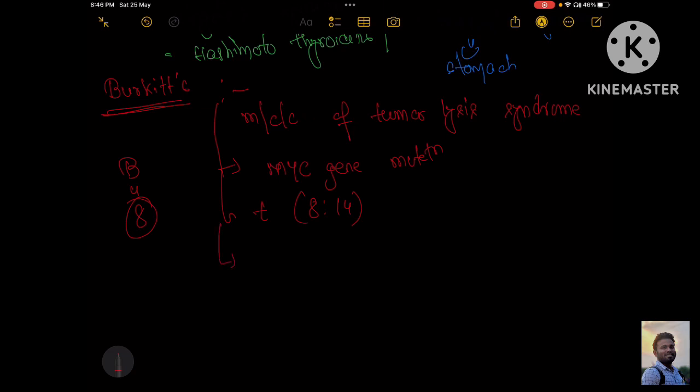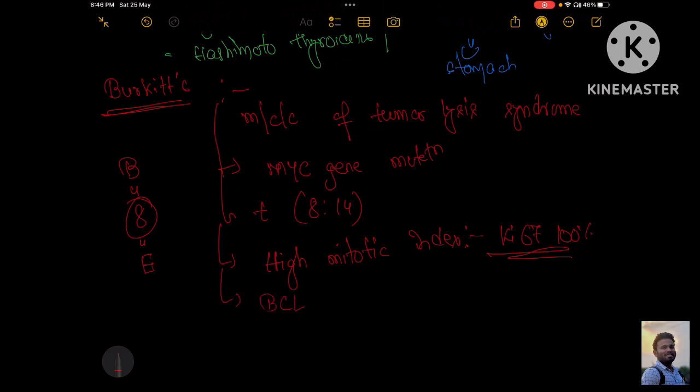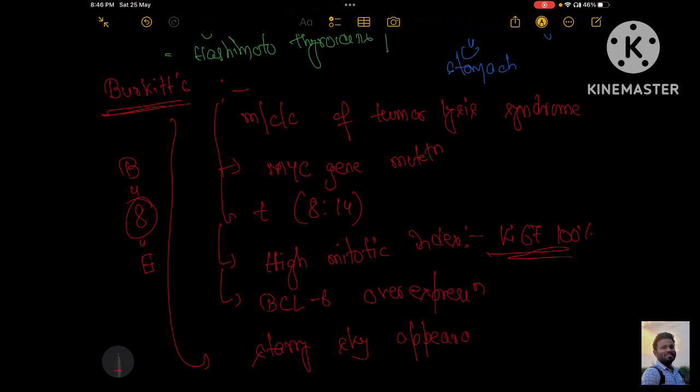And it has a high mitotic index. High mitotic index means Ki-67 100%. And B looks like 6 also, so BCL6 overexpression. In case of morphology, it shows a starry sky appearance and cytoplasmic vacuoles.